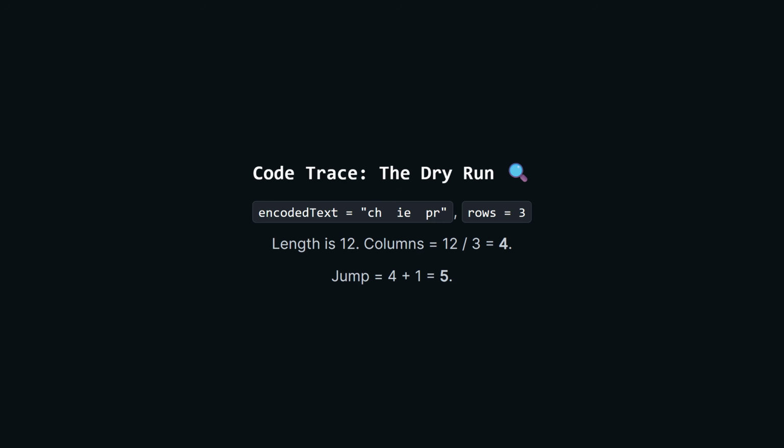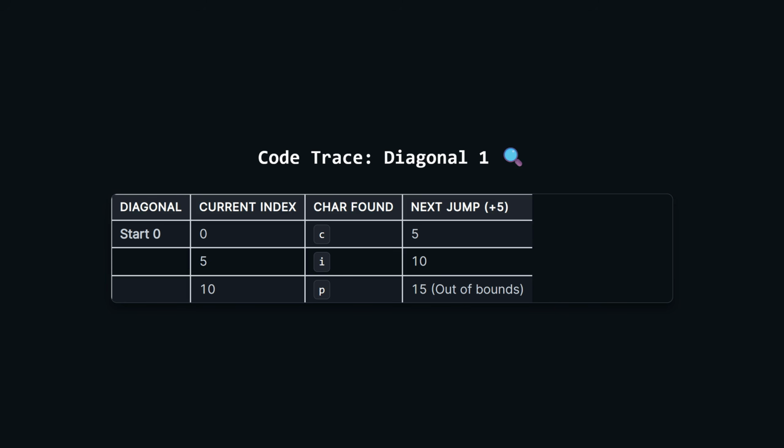Let's trace a quick example. Imagine our encoded text is this jumbled string of 12 characters, and we have 3 rows. 12 divided by 3 means our grid is 4 columns wide. This means our diagonal jump distance will be 4 plus 1, which is 5. We start our first diagonal at index 0, we grab the C. Then we jump forward 5 spots to index 5 and grab the I. We jump 5 more to index 10, and grab the P. Another jump takes us out of bounds, so the first diagonal is done.